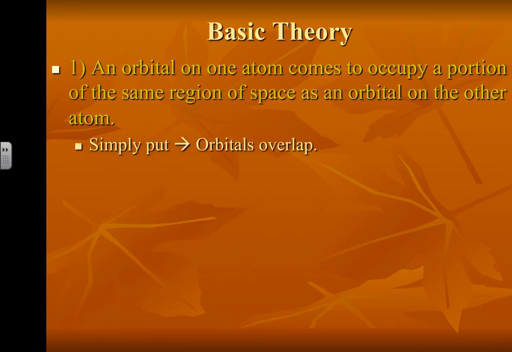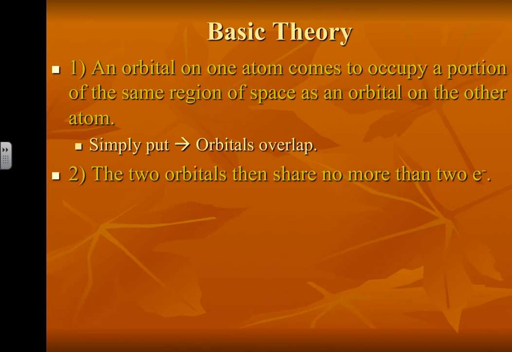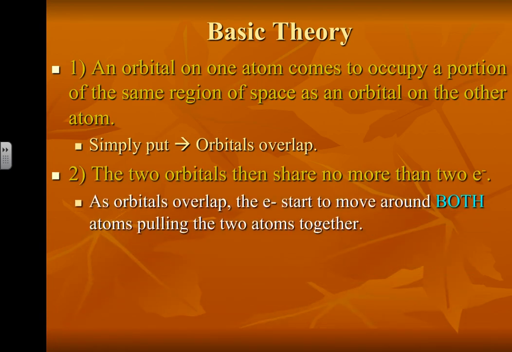So this is something that I think you know already. When we did our initial video on how to draw Lewis structures, I created Venn diagrams around the atoms to determine if they were happy or not, and that is essentially showing orbital overlap because those two circles that I drew did overlap. So again, you really do know number one, we've just never specifically stated it. Number two is going to be maybe a little bit extra. So the two orbitals then share no more than two electrons. Continuing on, as orbitals overlap, the electrons start to move around both atoms, which pulls the two atoms together.